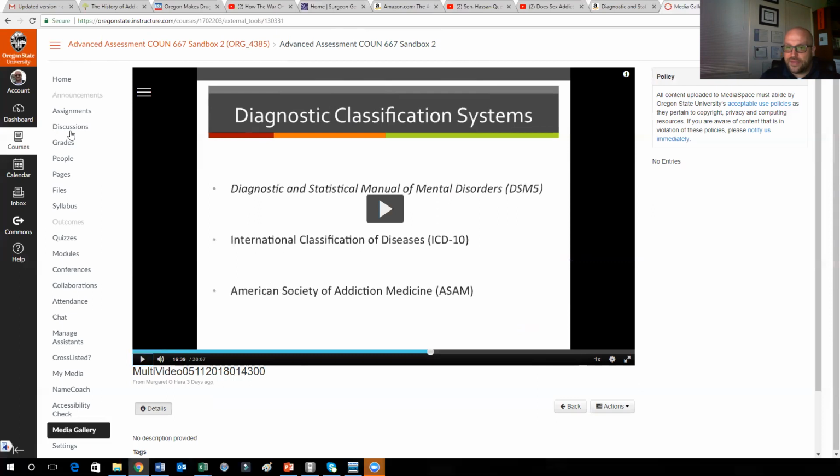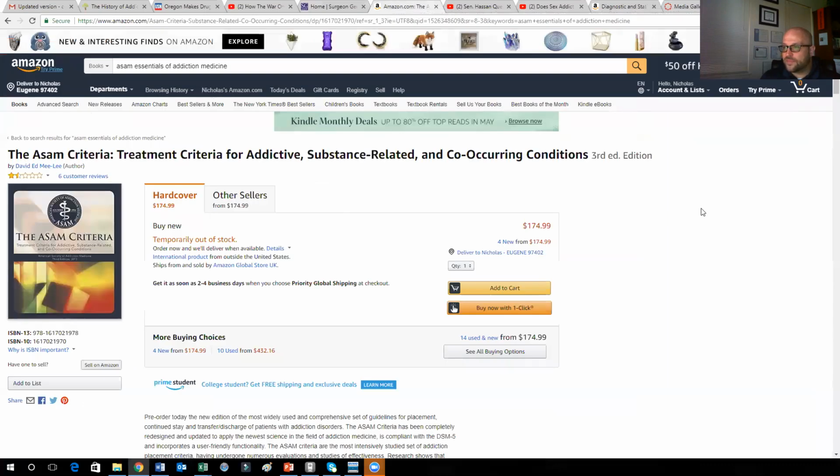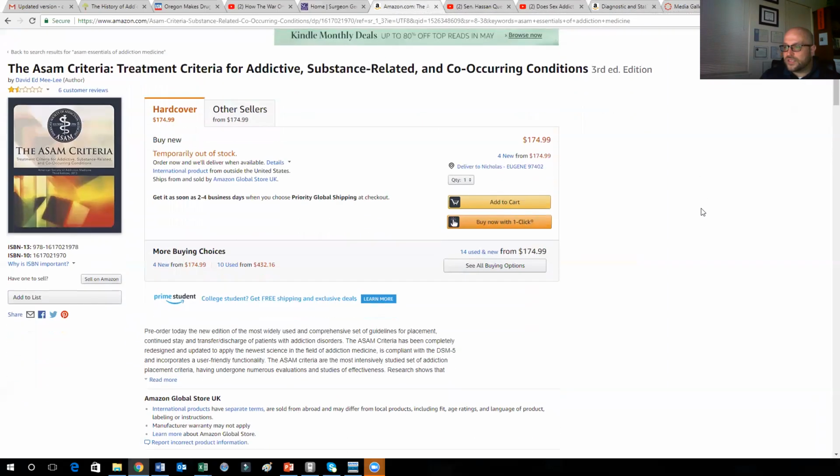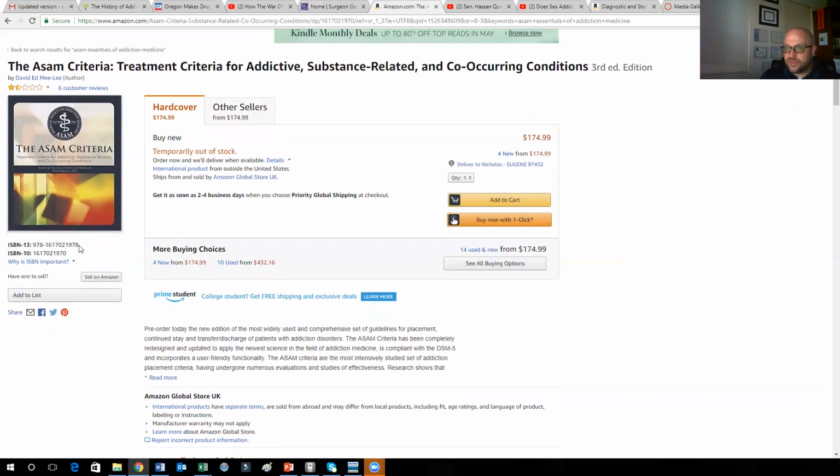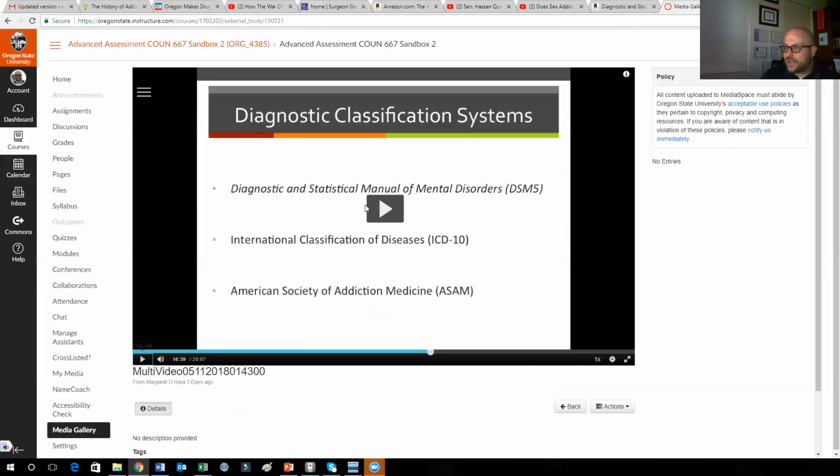Here's a quick look at the Amazon page if you're looking to acquire this book. I'll give you just a moment to write that down. This one says $174.99, but there's some other ones on there cheaper. I'm highlighting the ISBN number if you'd like to pause it to write it down. All right, well, let's go back and listen to some more of this PowerPoint. Also known as ASAM.